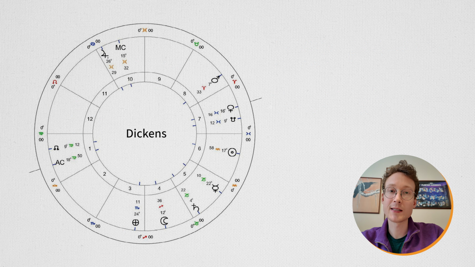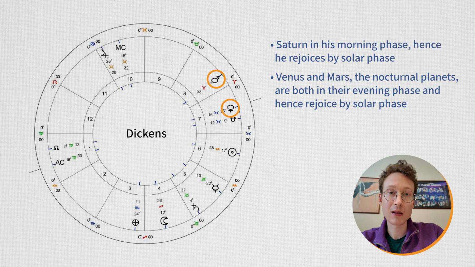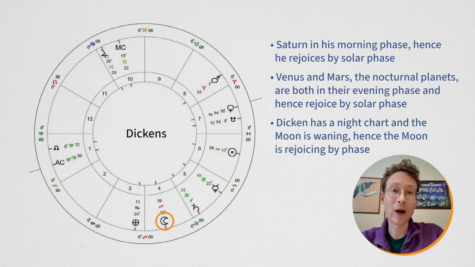Now we can take a look at Dickens' chart. Saturn is in its morning phase and rises before the sun, allowing it to rejoice by solar phase, whereas Jupiter is in its evening phase, so it does not rejoice by solar phase. Both Venus and Mars set after the sun, allowing them to be in their evening phase and rejoice by solar phase. The moon, meanwhile, is waning in a night chart, so it also rejoices by phase.